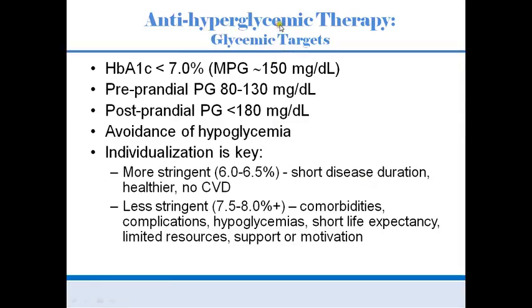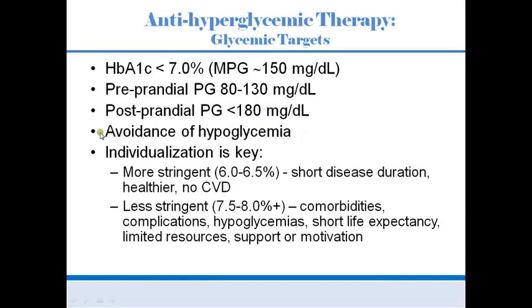So what are the glycemic targets? HbA1c should be less than 7. Preprandial glucose should be 80 to 130. Postprandial should be less than 180. So before a meal or fasting it should be 80 to 130 on treatment, and after a meal it should be less than 180.